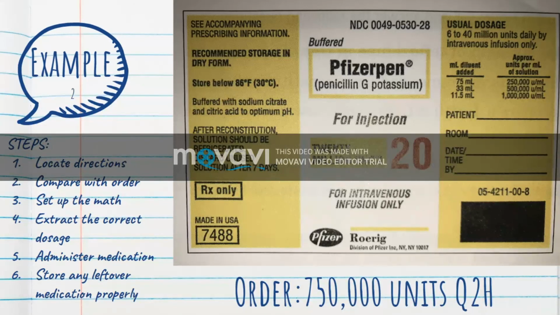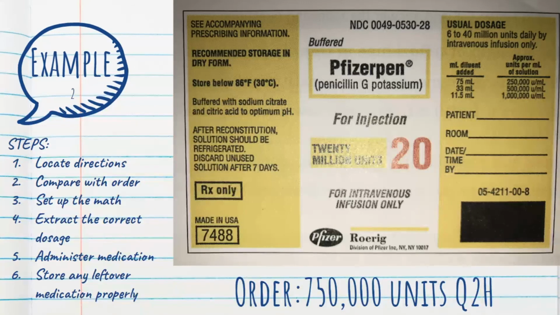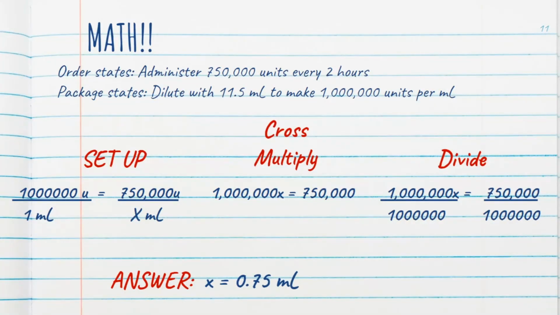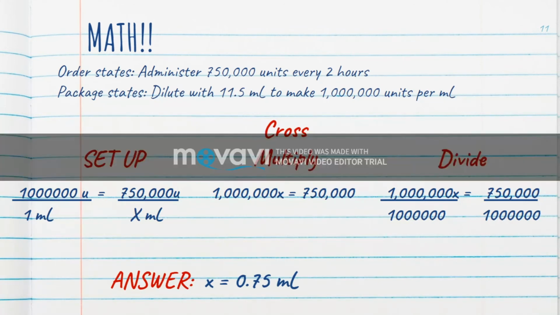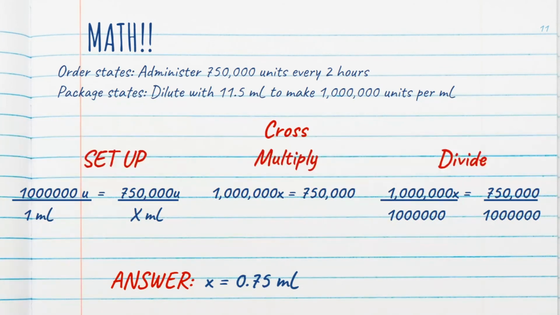I won't have to give excessive amounts of fluid. So I've located my directions. I compared it with the order. I'm going to set up the math. Then I can extract the correct dosage, administer the medication, and then store properly. All right, here's the math. The order states administer 750,000 units every 2 hours. So the package states if we dilute with 11.5 mLs to make 1,000,000 units per ml.